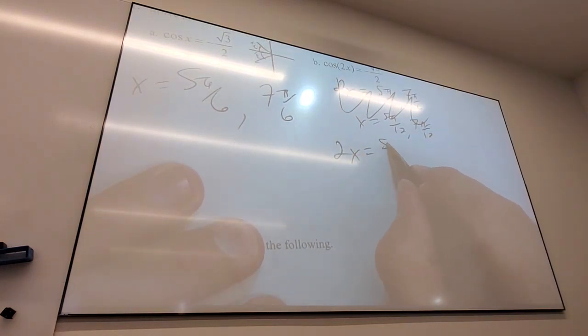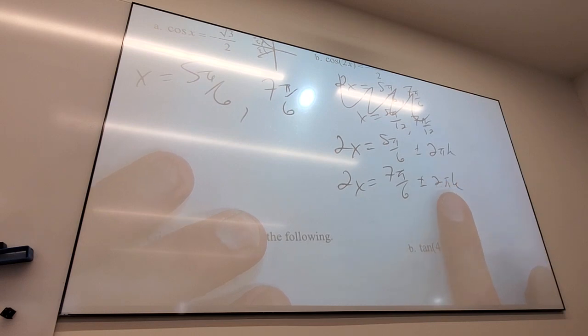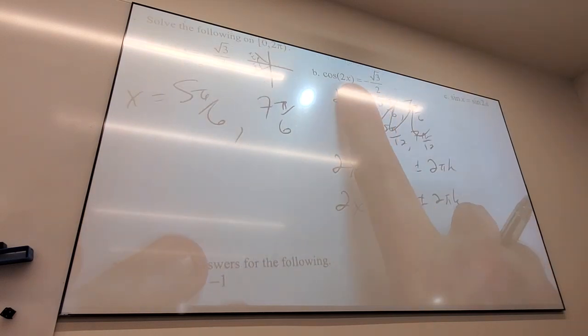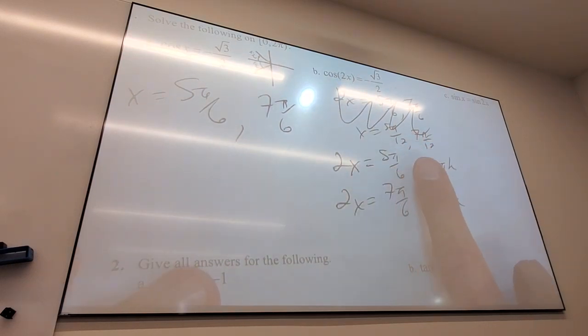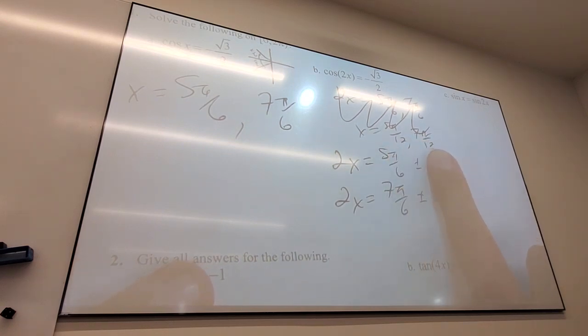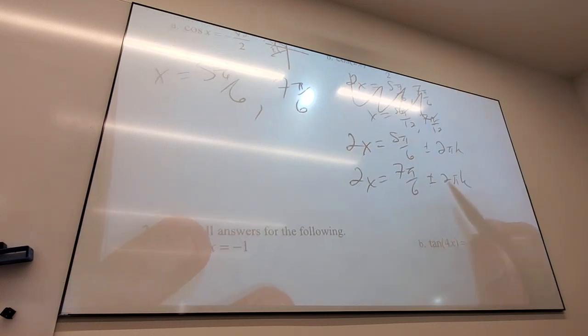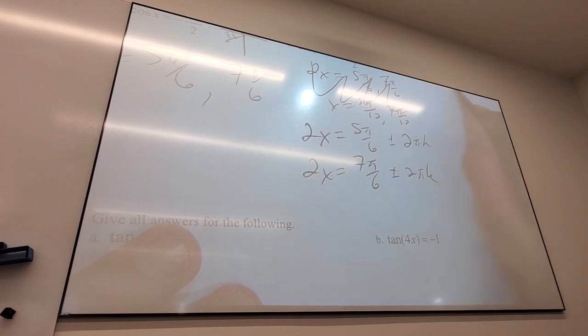So 2x is 5 pi over 6 plus or minus 2 pi k, right? Or 2x equals 7 pi over 6 plus or minus 2 pi k. Now listen, I know I didn't ask for this, but whenever you have an angle inside that's not just x, you're going to want to do this, and I'll show you why. I know some of you got these answers, yes? These answers are correct. You're just not done yet. There's more answers.